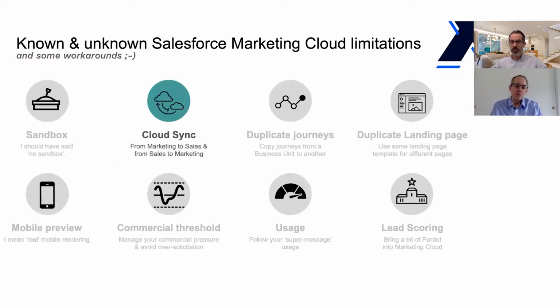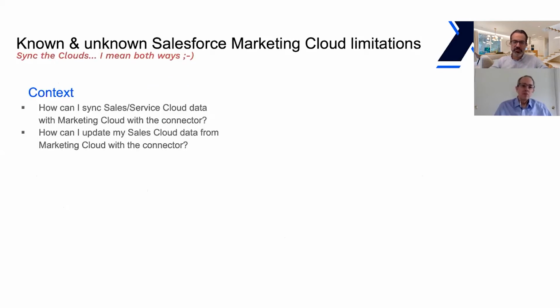Another topic when I started on Marketing Cloud is how to synchronize data between Marketing Cloud and Sales Cloud, for instance, but also the other way, from Salesforce to Marketing Cloud, and so on. So a few questions when you start. How do you synchronize your Sales Cloud data to Marketing Cloud? I know there is a connector, but how does it work? The second question is, what if something happens on Marketing Cloud and I would like to refresh and update my data on Sales Cloud?